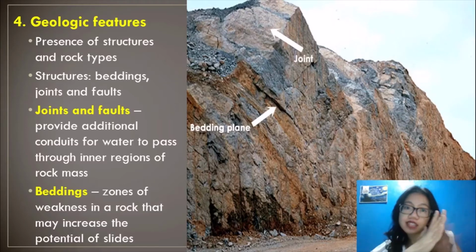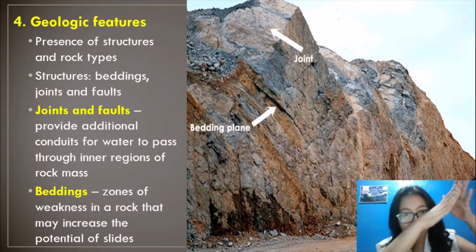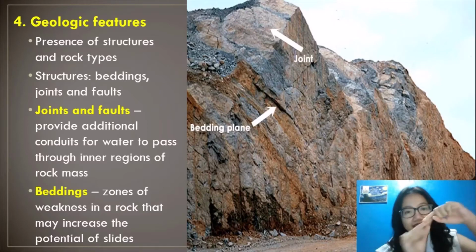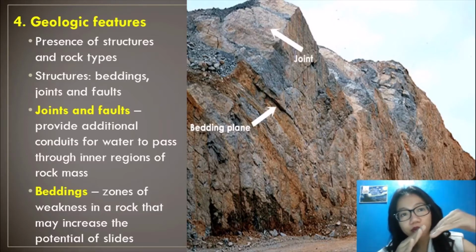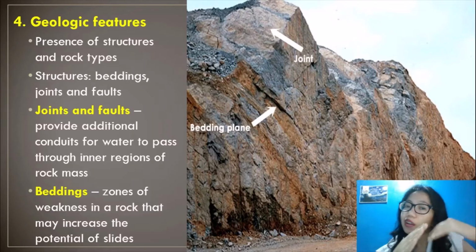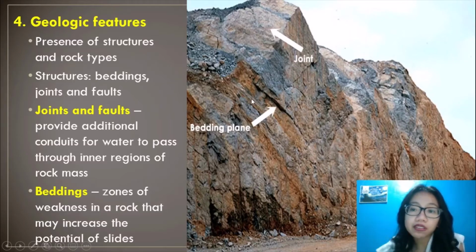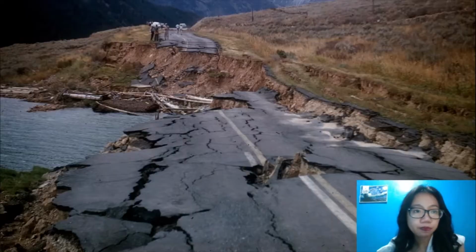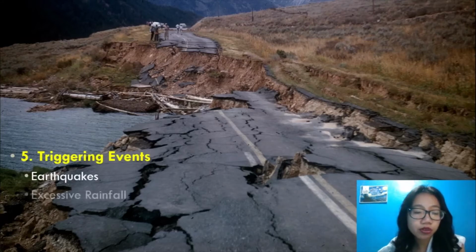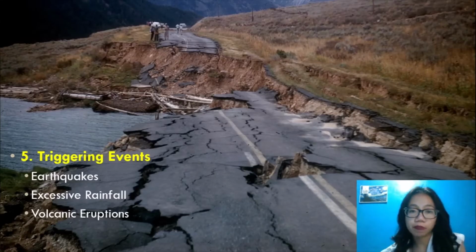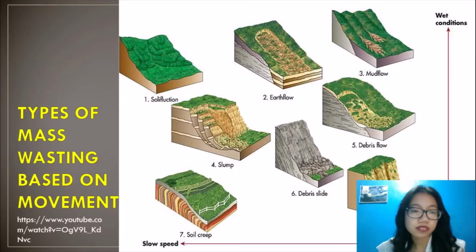So since it's in a diagonal position, the bedding plane is now diagonal. That diagonal area may have a zone of weakness within it, so that when a triggering event happens, this will be the area where the rock itself will break apart and undergo mass wasting. Triggering events, like I have mentioned, may involve earthquakes, excessive rainfall, volcanic eruptions, and so forth. Human activity may also be a triggering event as well.